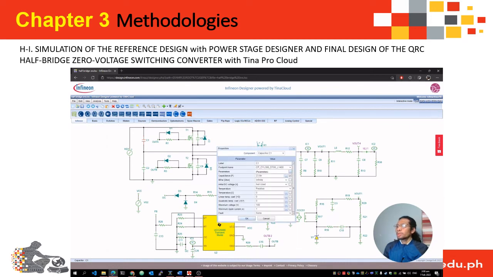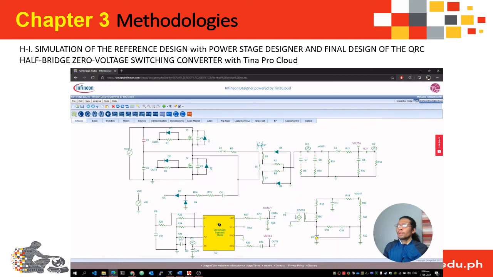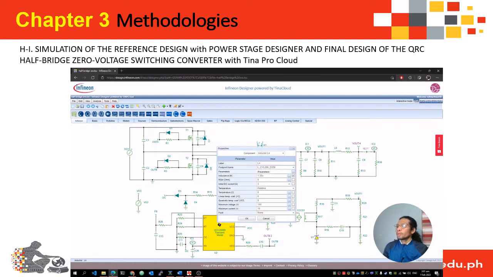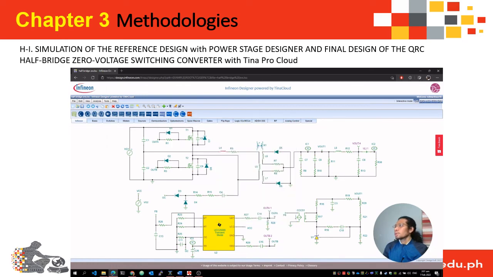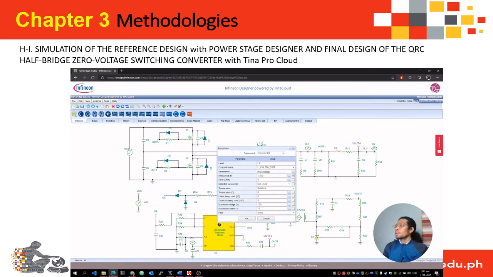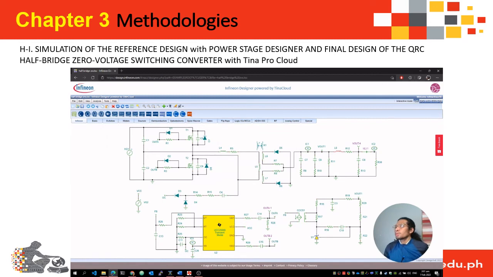So 23.6 nanofarads for the C1, C2, C5, C6, and C8. And also the inductance for the leakage inductance is 1.33 microhenry, and same with the output inductance is 1.33 microhenries. So now we are going to simulate the final design of the quasi-resonant half-bridge converter.